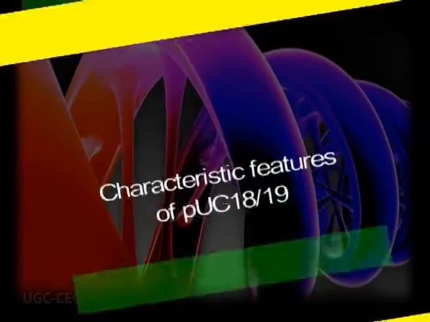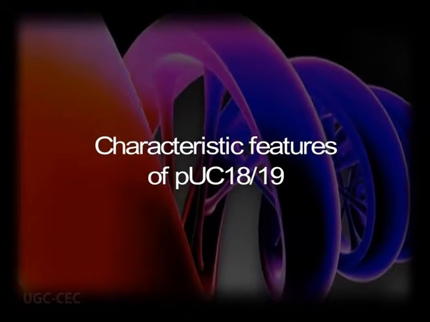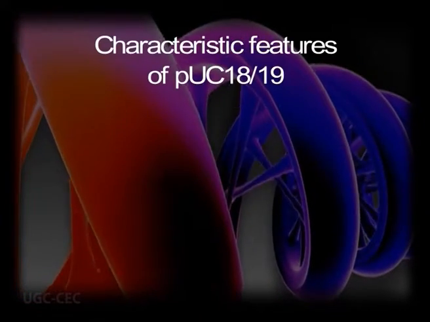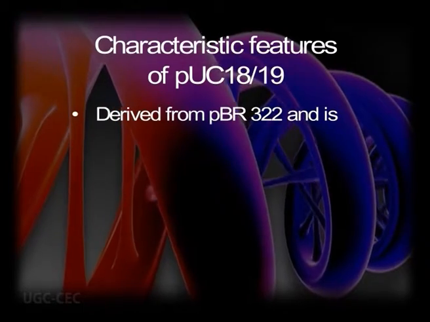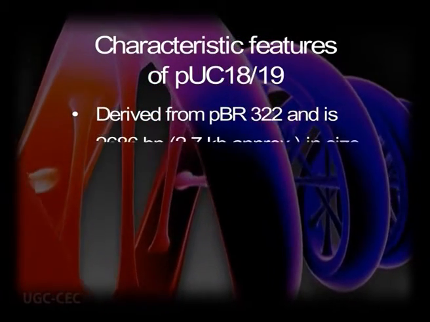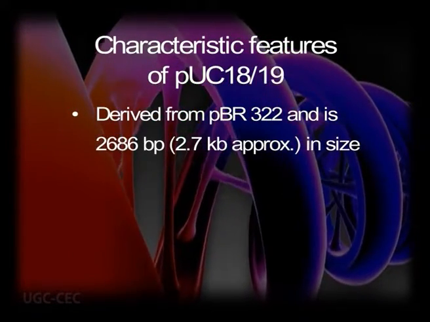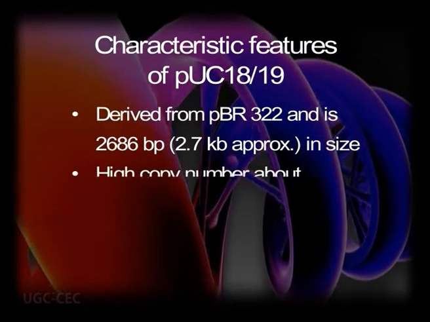pUC vectors are always in pairs. In each pair, the only difference is the orientation of the polylinker. Examples are pUC18 and 19, similarly pUC118 and 119, etc. The characteristic features of pUC18 and 19 are: number 1, it is derived from pBR322 and is 2686 base pairs, that is approximately 2.7 kilobase in size.